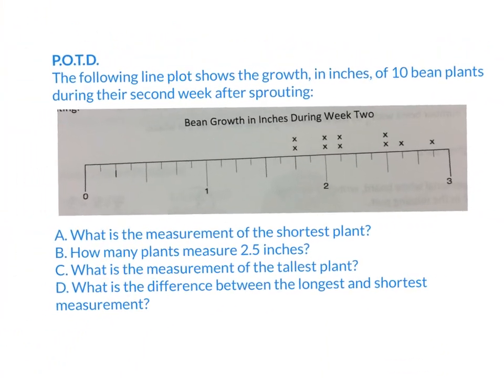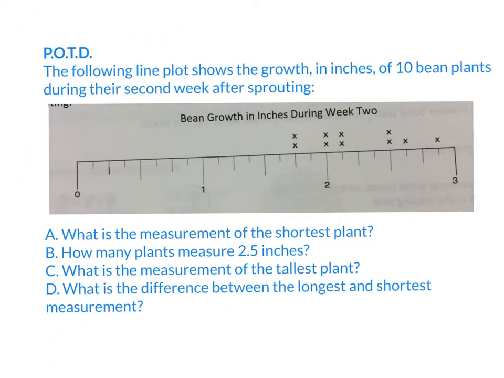Now, looking at this line plot, question A, Sawyer, says, what is the measurement of the shortest plant? Can you come on up? Point to an X that represents one of the shortest bean plants. Good. Is that the only one he could have pointed to? That's the other one. Very good. And so, don't run away, don't worry.